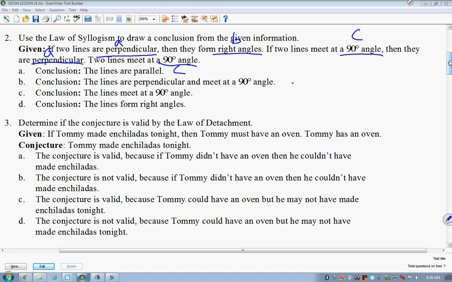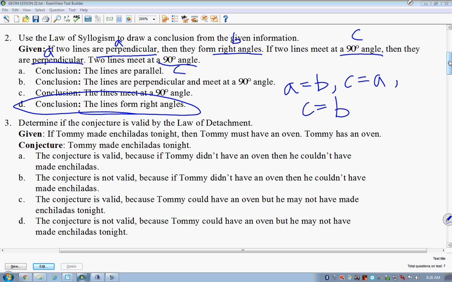Okay. Because we have A equals B up here, we have C equals A in my next statement, and we have C equals, what does C need to equal? B, which is right angles. That's why that is the answer. It doesn't mean that the others are not necessarily true, but that's the one I want to connect it to. Do you see why it's important to underline the important parts, label them so I can see what I need to connect to what? Okay?